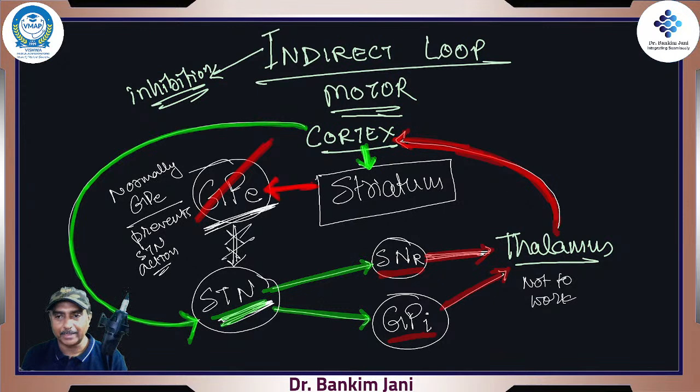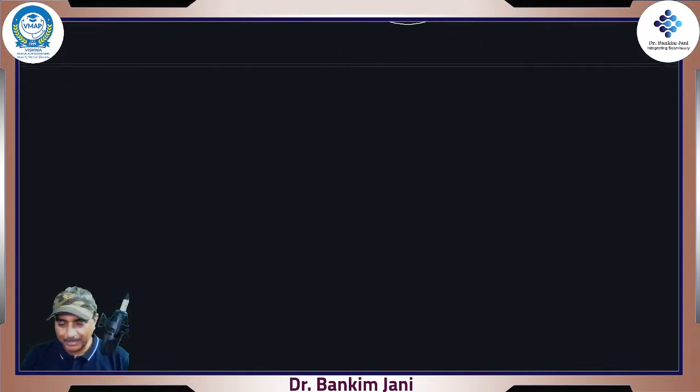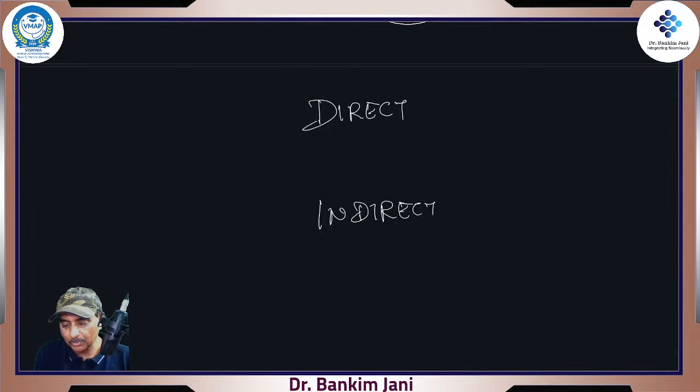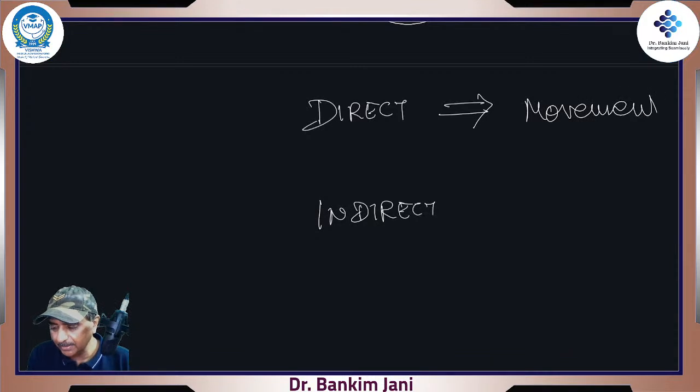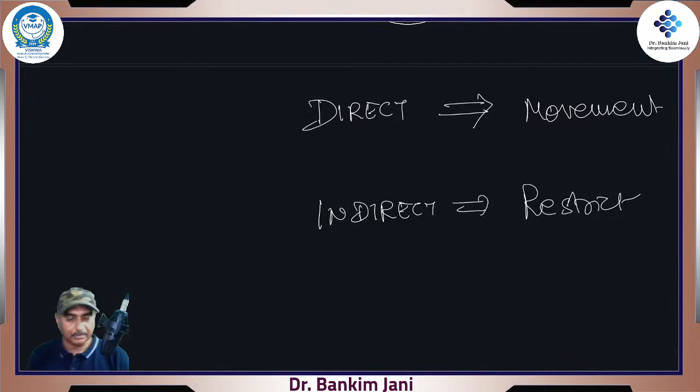Direct loop and indirect loop in a nutshell. And still there is a finer control, right? On top of it there are the dopamine receptors D1 and D2. Chalo, let's discuss that part also, so it will complete the topic. So we have got direct and we have got indirect loops. This direct loop is for movement, and this indirect loop is to restrict movement.